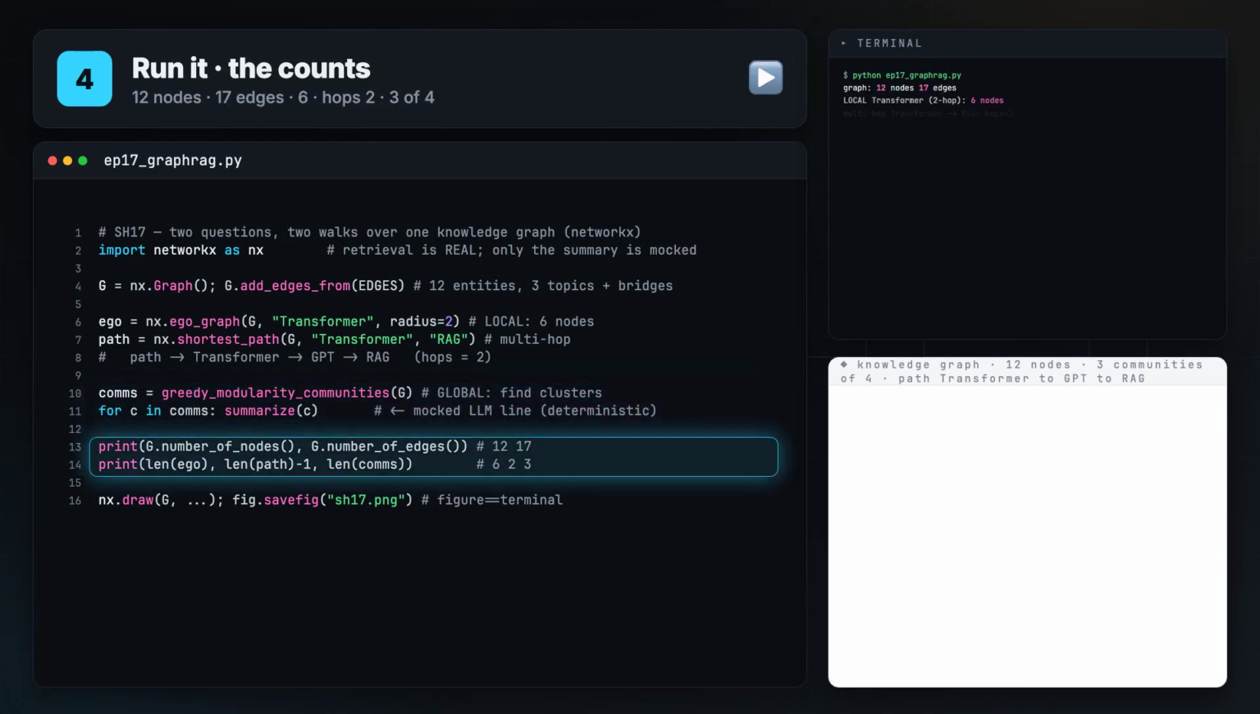Run it. The graph reports 12 nodes and 17 edges. The 2-hop neighborhood of transformer holds 6 nodes. The multi-hop path lands at 2 hops through GPT, and community detection finds 3 communities of 4 entities each: model architecture, serving and infra, retrieval.